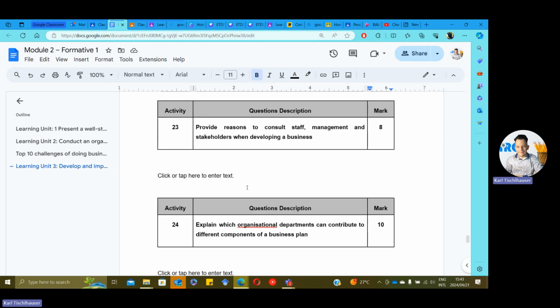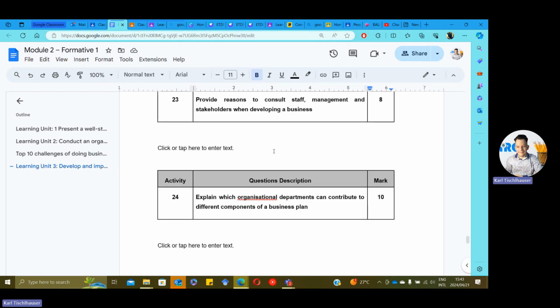So 23 says provide reasons to consult staff, management, and stakeholders when developing a business plan. There are many reasons, and I did talk about this in quite a bit of length. So just go and look at the session recording and look at the slides. You'll see it's there. 24 says explain which organizational departments can contribute to different components of the business plan. Again, this is something that was discussed at quite some length. So I'm going to expect you guys to figure this one out on your own.